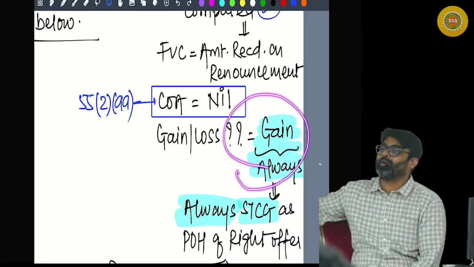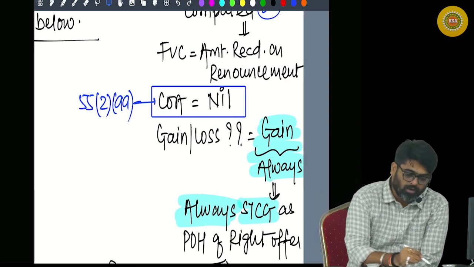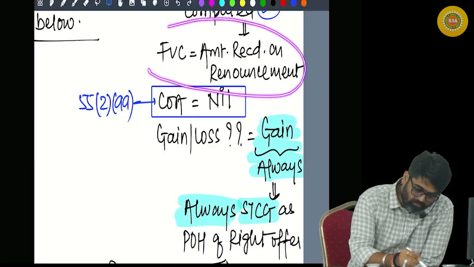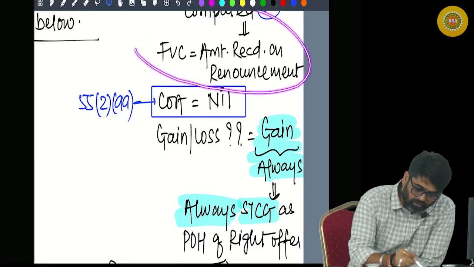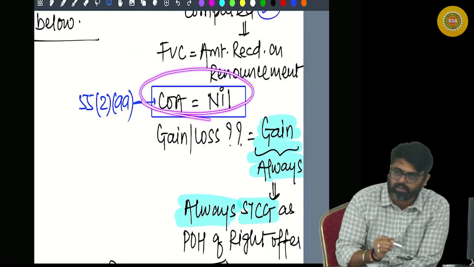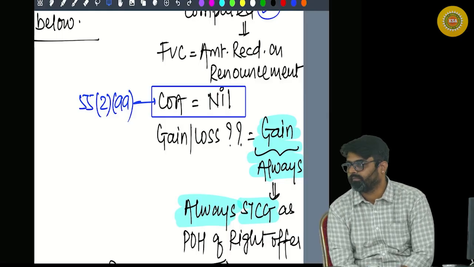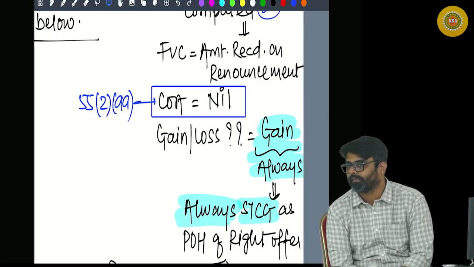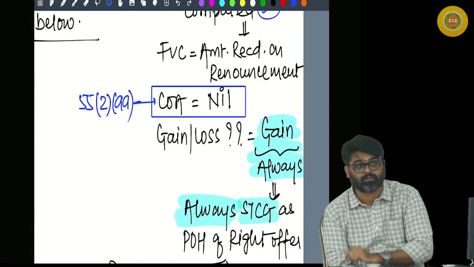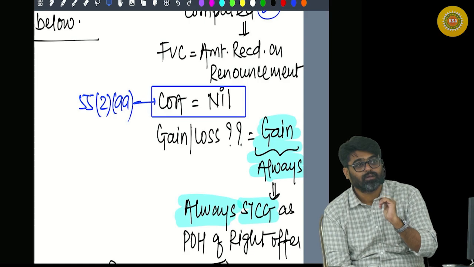Got it? So there will always be a gain. What will be the full value of consideration? Amount received on renouncement. What will be the cost of acquisition? Nil. And there will always be a gain. Now tell me, what will be the nature of this gain? To determine the nature of the gain, I will have to determine the type of capital asset. Whether the asset is short term or long term, what was my asset?